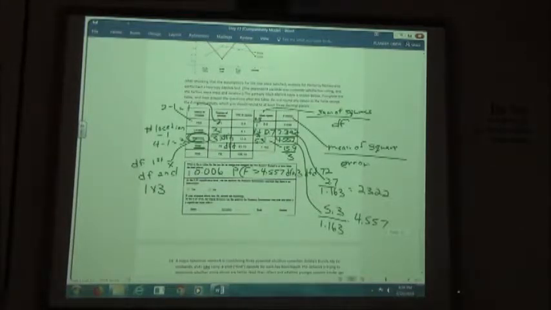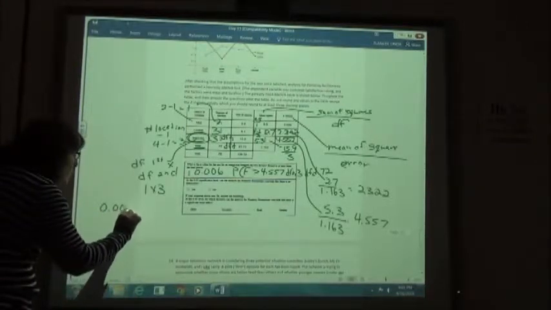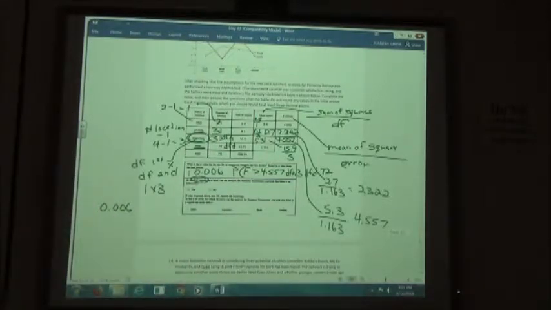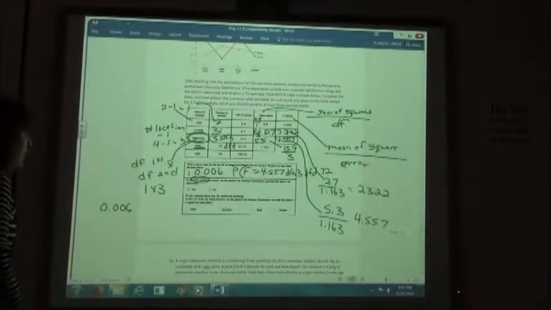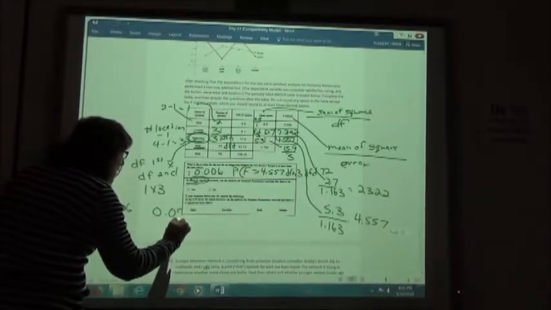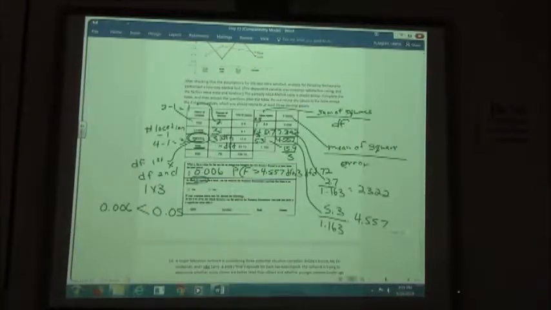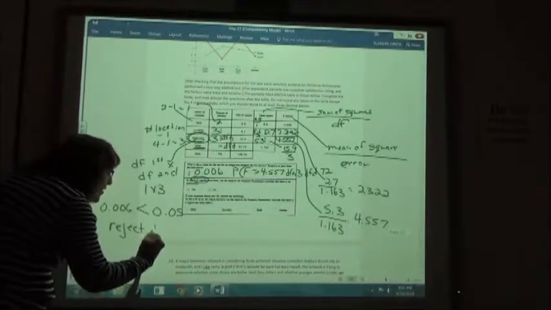So, again, I am checking my p-value, 0.006, compared to my level of significance. At a 5% level of significance, can the analysis conclude that there is an interaction? So, 0.05 is my level of significance. This is less, right, than that. So, in this case, since it's less than, we are going to reject the null.